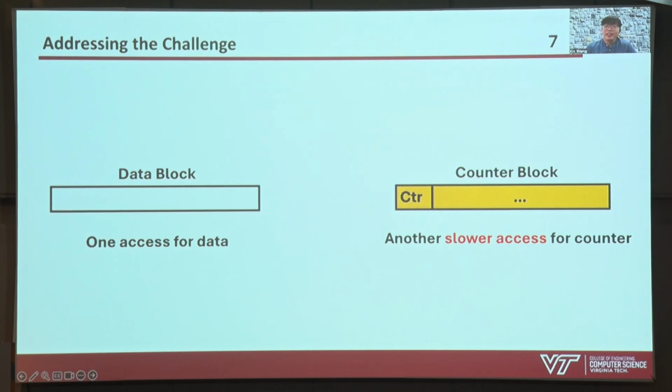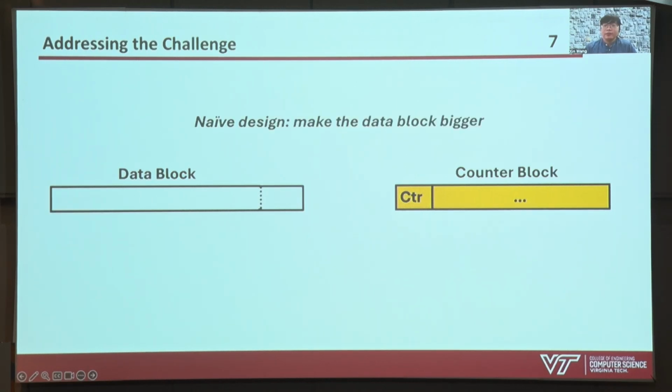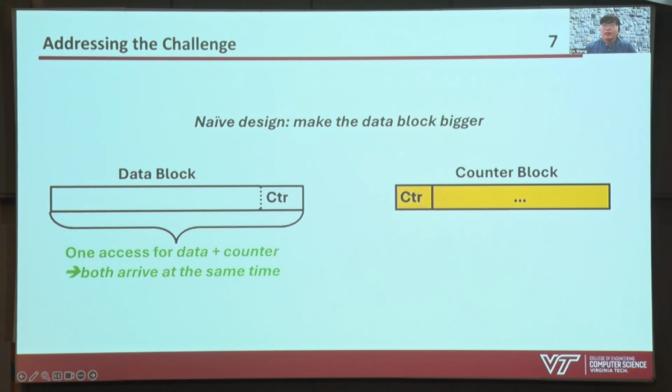To address the challenge that the counter arrives later than the data, since the counter is small, usually less than 8 bytes, the naive idea is making the data block bigger, so we can embed the counter into the block. Then just one access to the data block can bring both the data and its counter at the same time without latency overhead. But making the data block bigger calls for modifying more memory modules, which is costly.